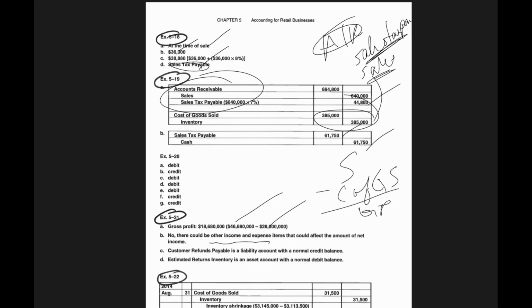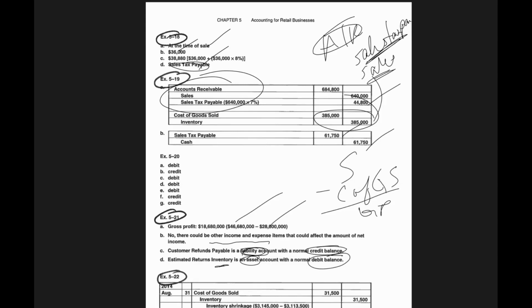Letter C, is customer refunds payable an asset, a liability, or equity? And what is its normal balance? Well, it's a payable, so it's a liability, and of course it's got a credit balance. Estimated returns, inventory. What is that? Well, it is an asset. It's inventory. It's an asset and has a normal debit balance. Not too difficult.